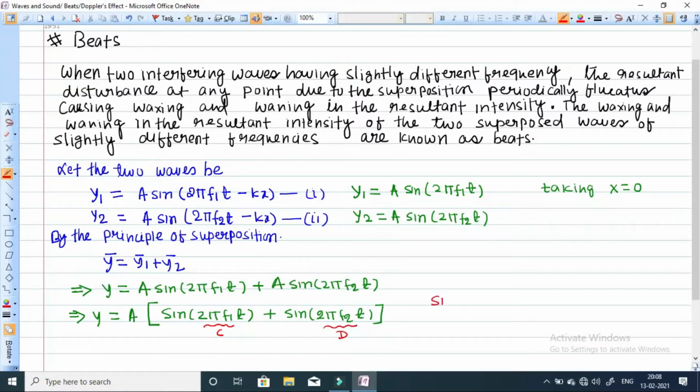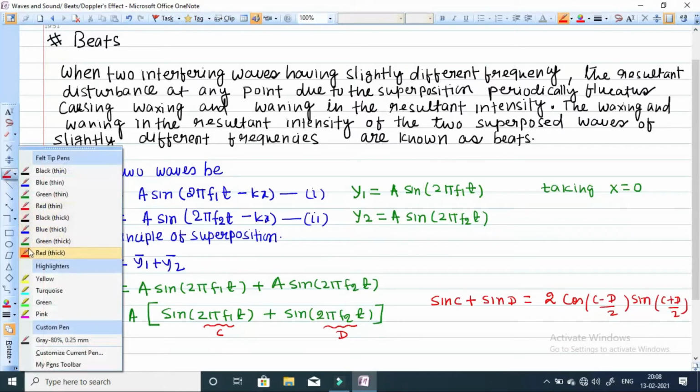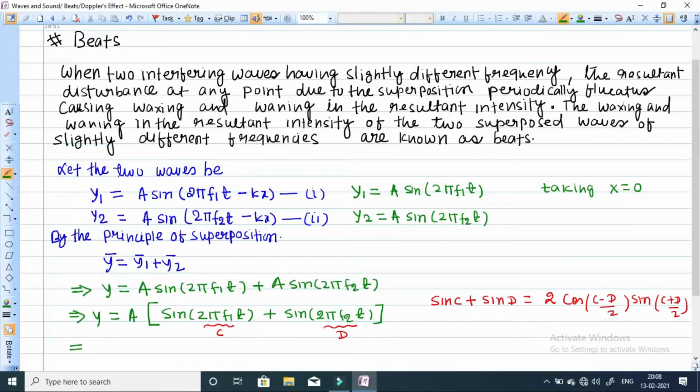So we are going to use this equation: sin C plus sin D will be equal to 2 into cos of (C minus D) by 2 into sin of (C plus D) by 2. I am going to use this formula in order to reduce this expression. So this equation will be reduced to y equals a, and when you reduce this expression inside the bracket, this will be equal to 2 into cos of (C minus D) by 2.